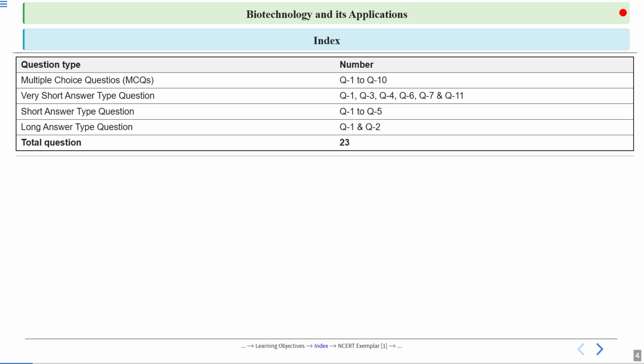So this is the index. There will be four types of questions. First will be multiple choice questions, from 1 to 10. There will be 10 multiple choice questions. Then there will be very short answer type questions, then short answer type questions, and at last long answer type questions. At the end of today's session, we are going to complete 23 total questions and understand the concepts of the chapter in a better way.